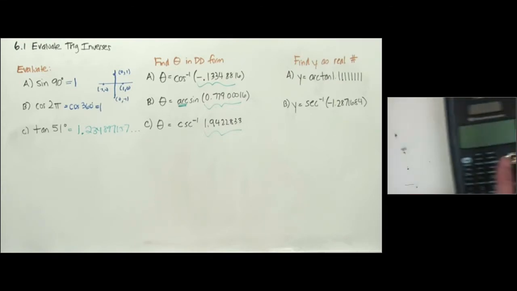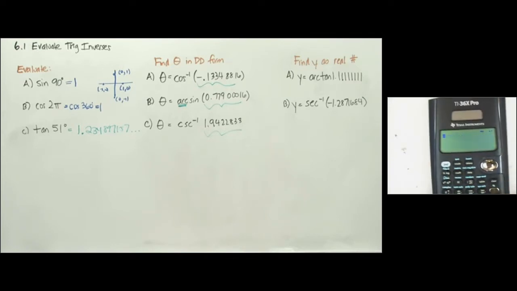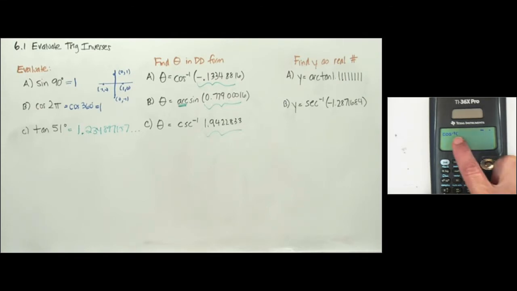On the Pro, again, to do cosine inverse, I double click on cosine. So I click once, it's cosine. I click twice, it becomes the inverse. I type in that decimal, my negative, decimal point, 1334 8816, and I close it, and I still get the same thing. Everybody's good? All right. In example B, instead of using the -1, they're using the word arc.